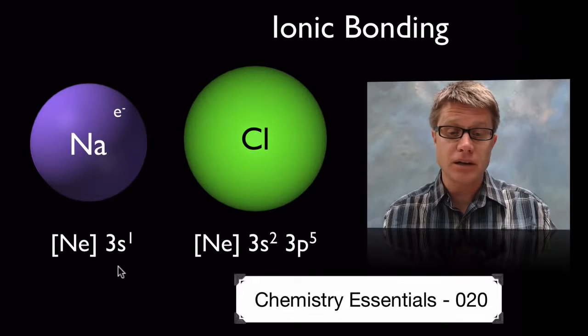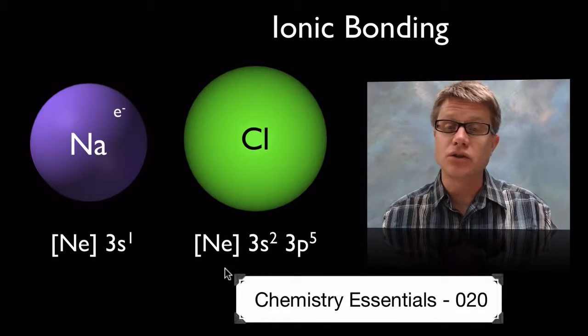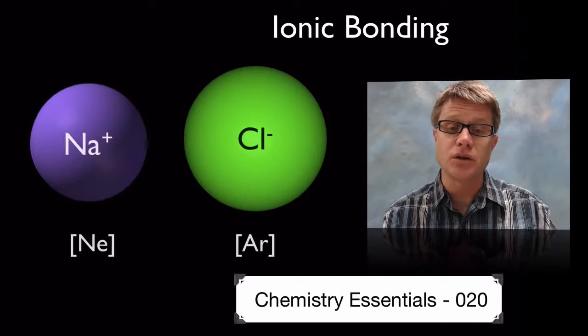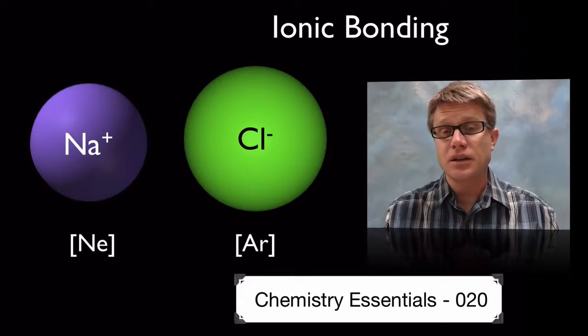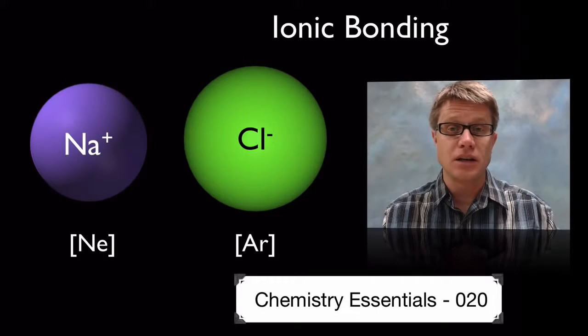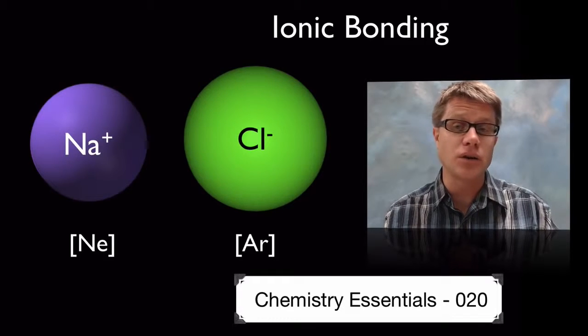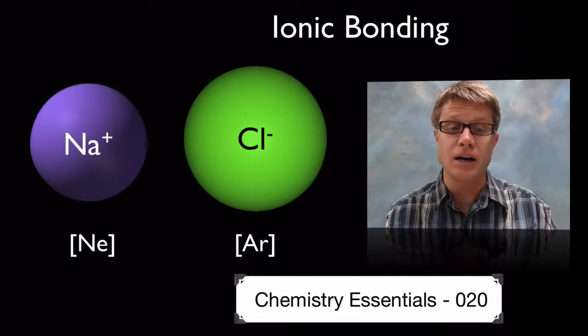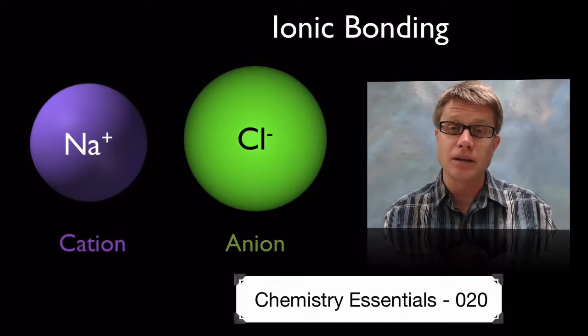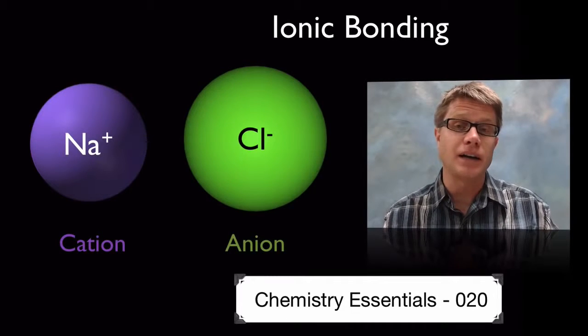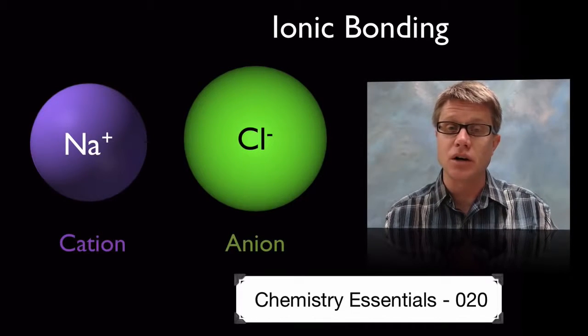And so if we look at their electron configuration, if we can actually transfer that electron from sodium to chlorine, then we get to this electron configuration that is a noble gas. It's going to be very stable. And so what we get is a sodium ion and a chlorine ion. The sodium ion, since it's lost an electron, we call that a cation. It has a positive charge, and the chlorine is going to be a negative charge.